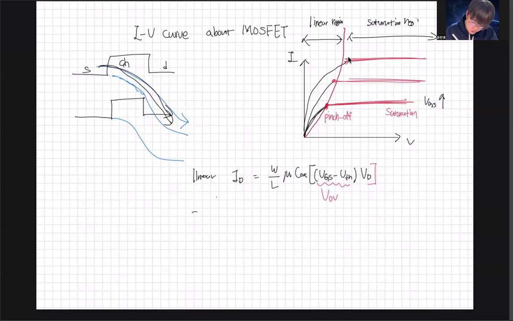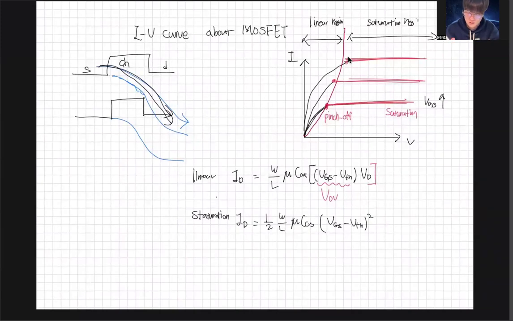And in the saturation condition, we can calculate ID as 1 over 2 times W over L times mu Cox times VGS minus the threshold voltage, squared. And here also, VGS minus VTH is VOV, the overdrive voltage.